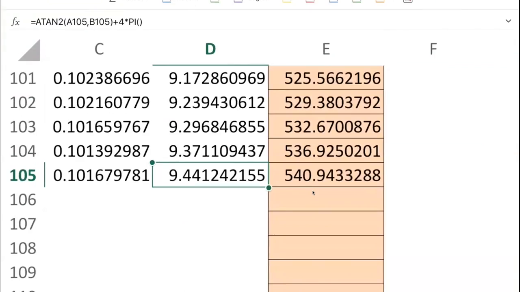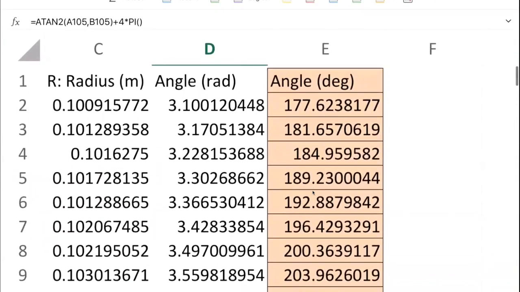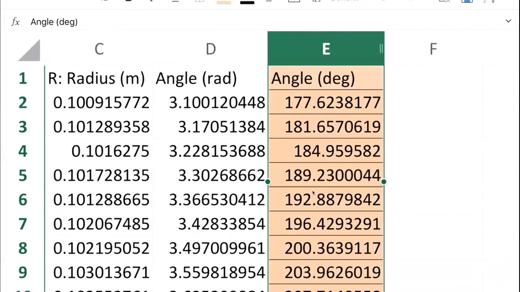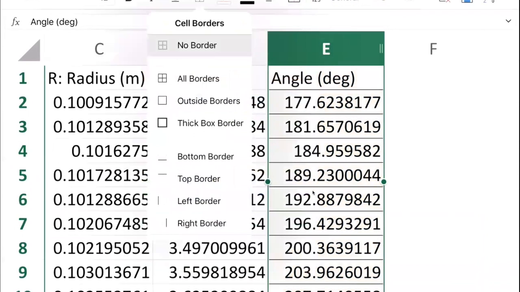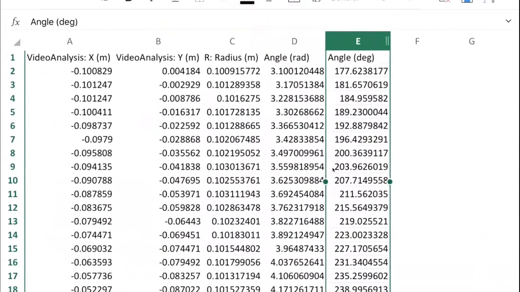And I'll just take a quick snapshot of that. All right. So I'll remove all of those colors. You don't necessarily have to worry about them. We go back and just clear. And I'll remove the borders as well. All right, so now we have our angles in degrees as well.